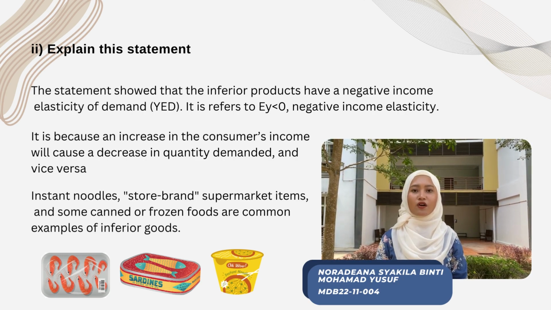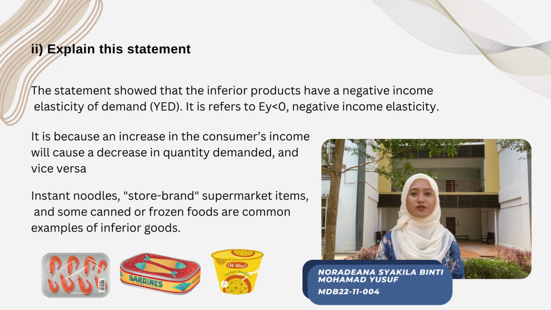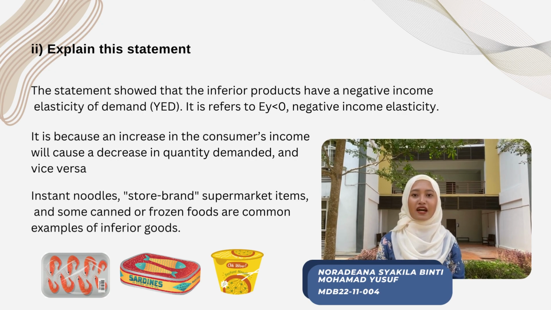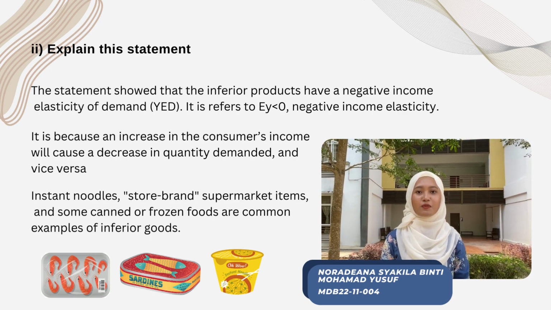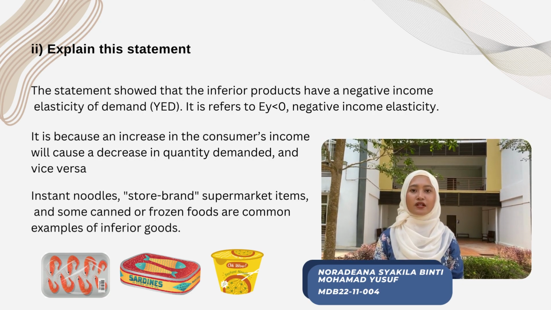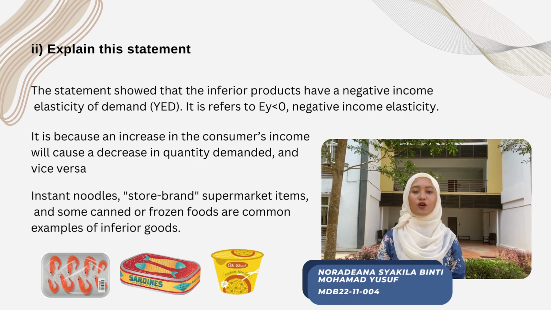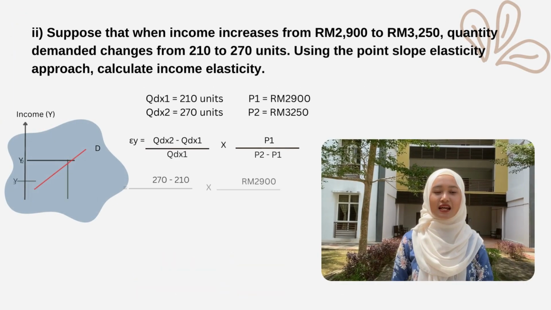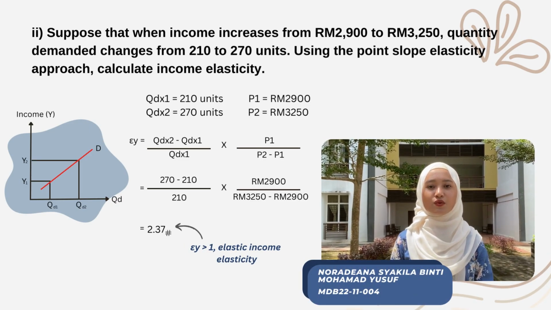These goods fall out of favor as incomes and the economy improve, as consumers begin buying more costly substitutes instead. Because of that, the consumer will reduce the purchase of inferior goods and switch to better quality goods when income rises. Instant noodles, store brand supermarket items and some canned or frozen foods are common examples of inferior goods. Next, I will explain about the graph and calculation that I have done based on the question given.